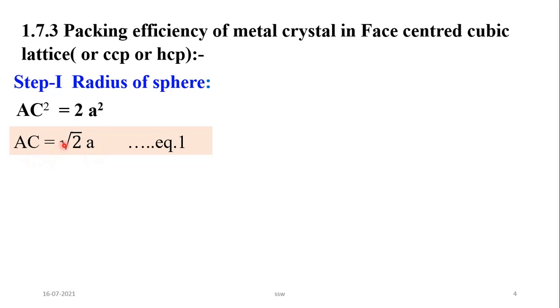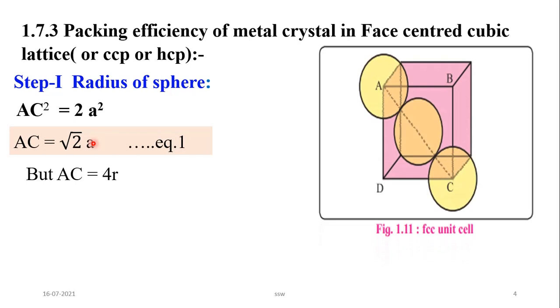AC is equal to what? Root 2 into a. But AC is equal to 4r. How? Let me show. This is the face A, B, C, D, and these are the two corner particles, and this is the particle which is present at the center of this particular face. So here the radius of this corner sphere is r.